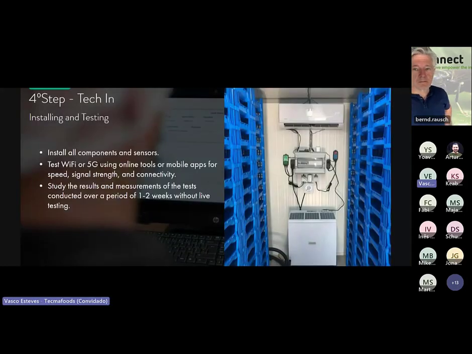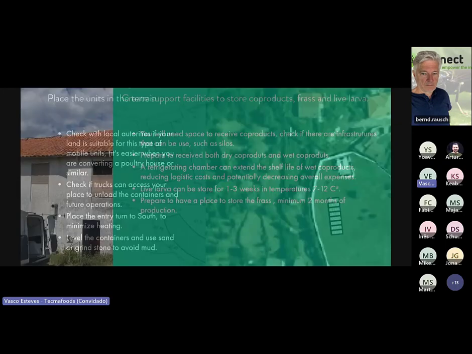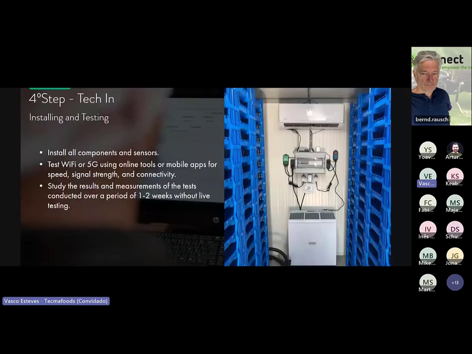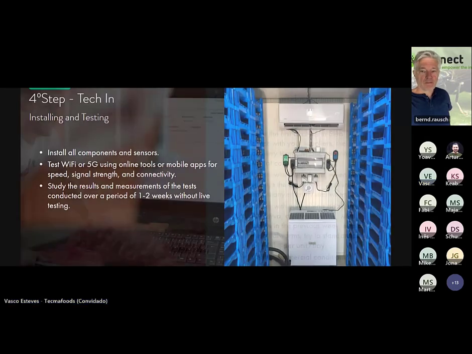Fourth step will be tech-in. So for us, when you are installing the units, we install all the tech, all the AC units, the controllers, the water system, etc., and at least leave it for 1 to 2 weeks to see if you have internet, if all the components are working perfectly before you introduce the live larva.